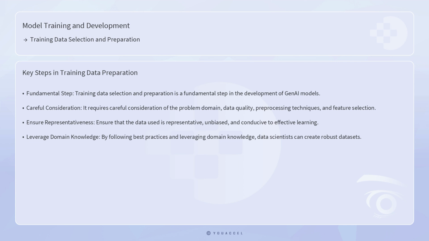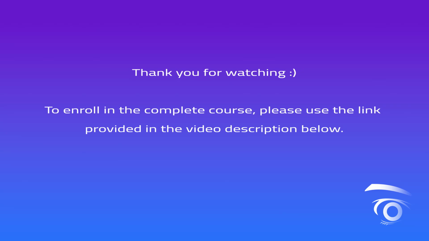In conclusion, training data selection and preparation is a fundamental step in the development of GenAI models. It requires careful consideration of the problem domain, data quality, pre-processing techniques, and feature selection to ensure that the data used is representative, unbiased, and conducive to effective learning. By following best practices and leveraging domain knowledge, data scientists can create robust datasets that enable AI models to perform accurately and reliably. This process not only enhances the model's performance, but also contributes to the overall success of the GenAI lifecycle. This concludes the lesson.